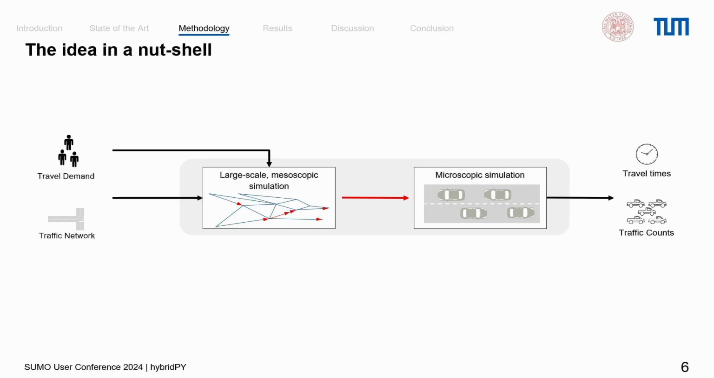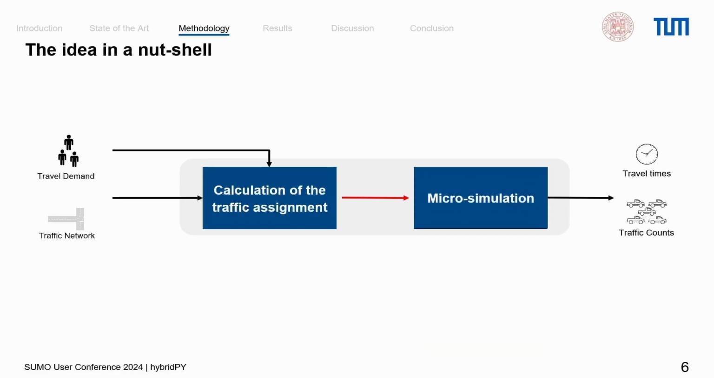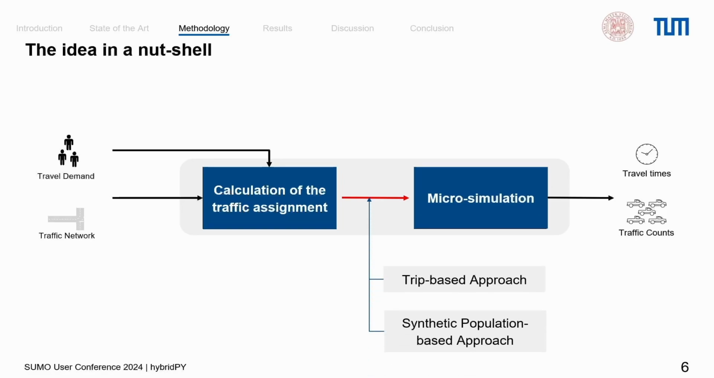Okay. So now the idea, in a nutshell, is that we have the large-scale mesoscopic simulation, which we use for calculating the traffic assignment, and then in a second step, so we have a sequential platform, our microscopic simulation, wherein we partially do this microsimulation. The key now is how to transfer the demand from the mesoscopic to the microscopic level.